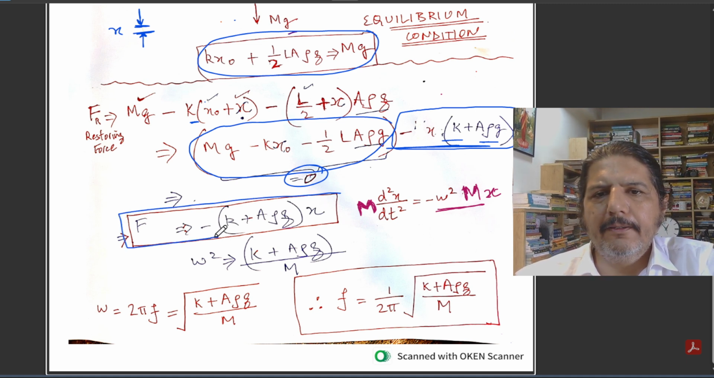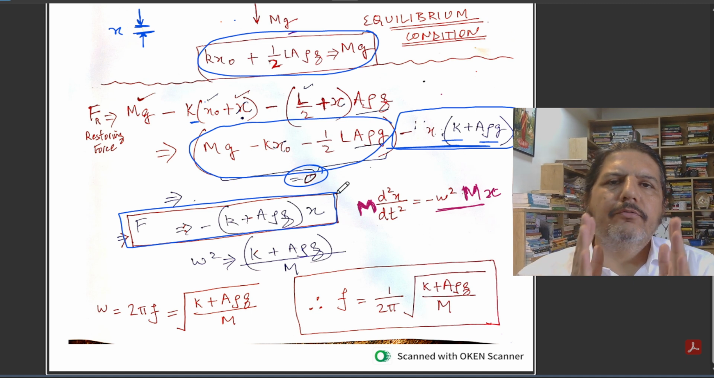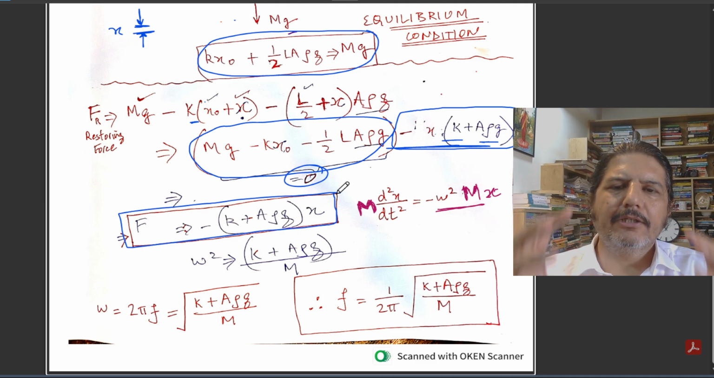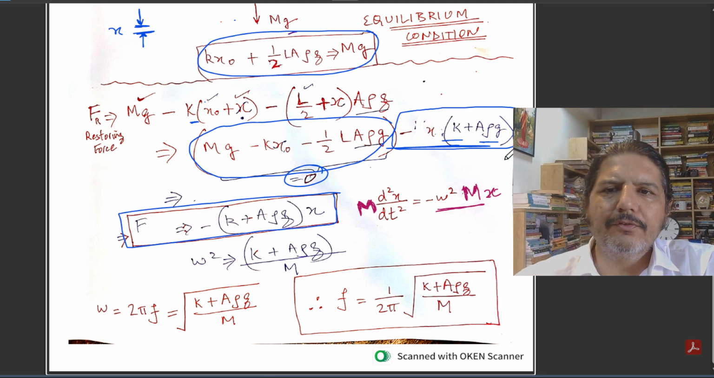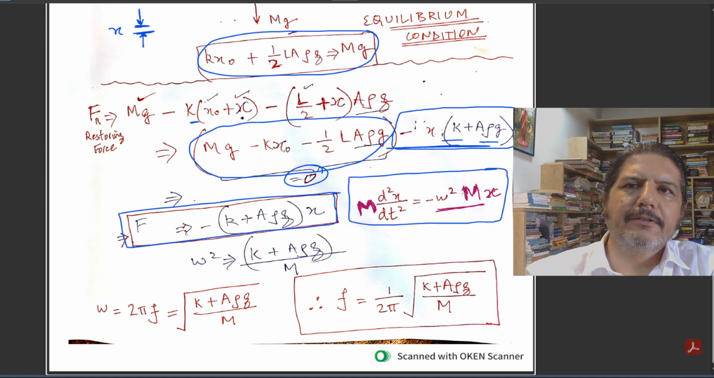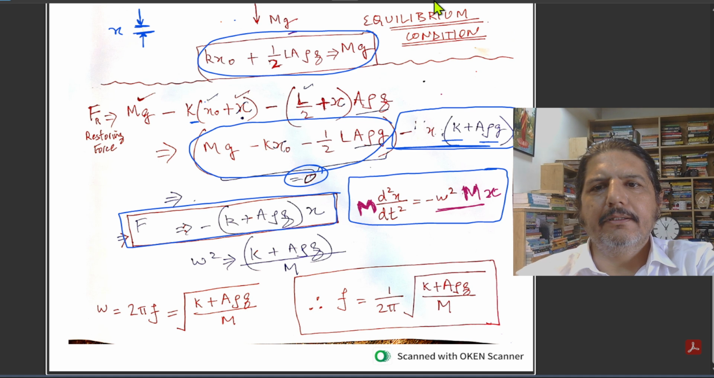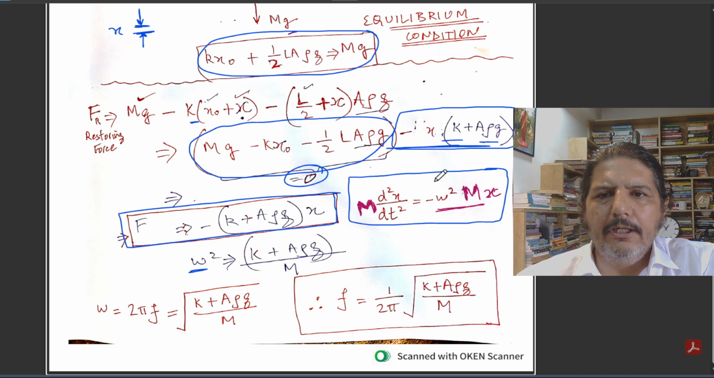Now this is what I wanted to state: this is the format in which a restoring force looks like. When you look at SHM, if you are able to reduce the equation to this form, it tells you that this type of force would bring in simple harmonic motion. Now we use the equation that we discussed previously, m d square x by dt square is equal to minus omega square mx.